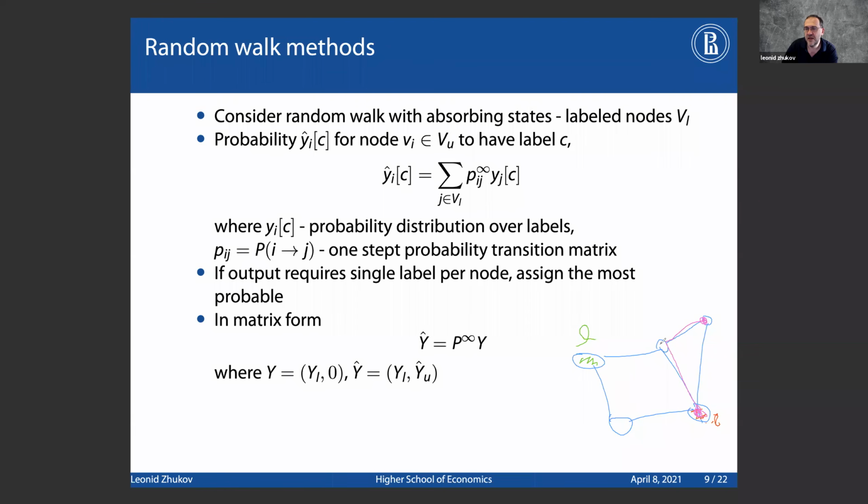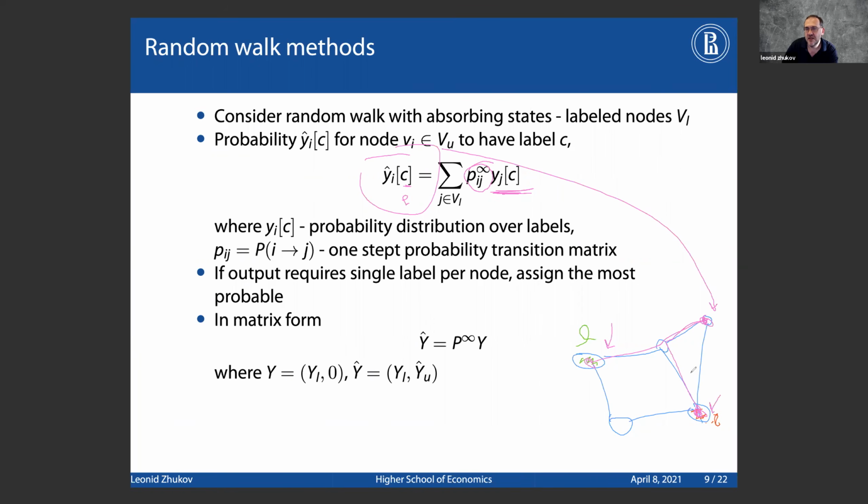Then we start a random walk here. It got here, then it got here. It got absorbed. This time it was absorbed by the red node. This time it was absorbed by a green node. So the probability of this node to have label C is proportional to the probability of being absorbed times the label on the node where the walk has been absorbed, right? So I want to understand the probability of this node to have red label.